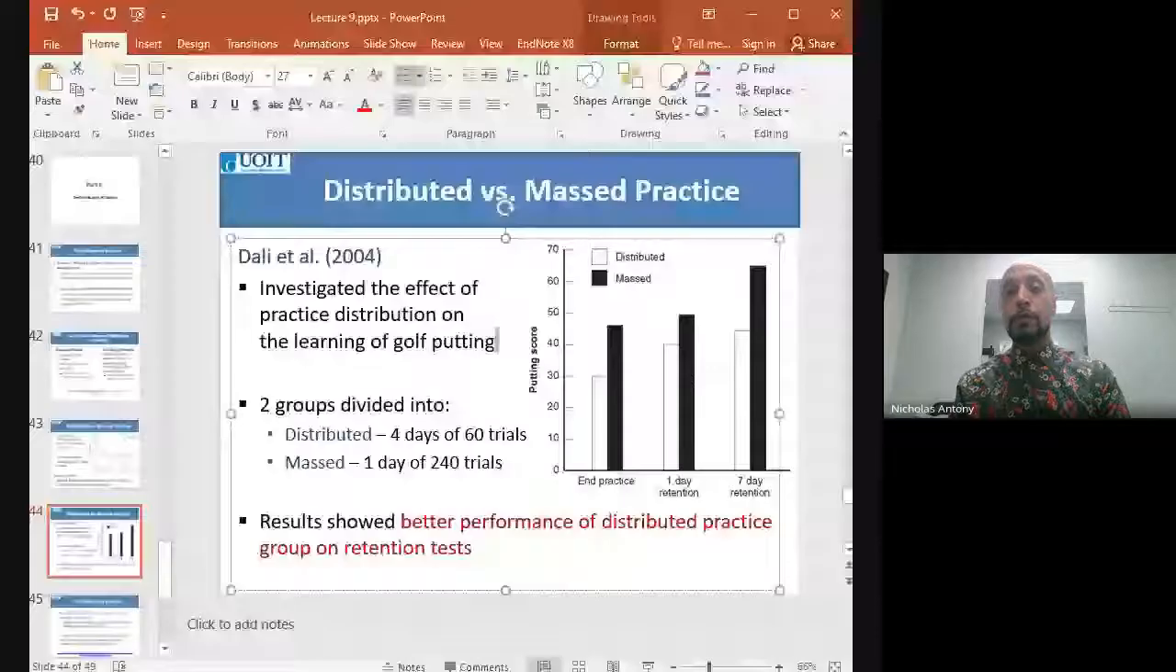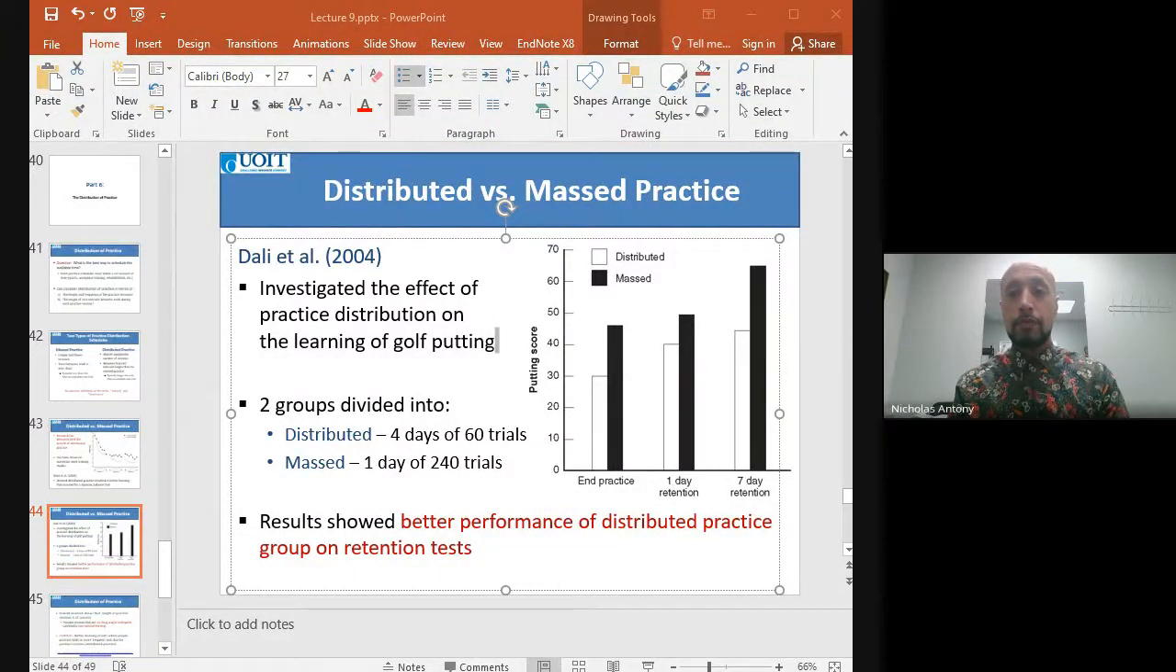Yep, that's all correct, everyone. Good. And so in this case, what we're talking about is the frequency of the practice. So if you're doing it in a mass practice, you are probably losing attention on what you're doing.